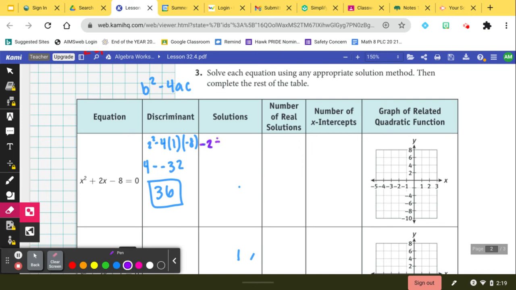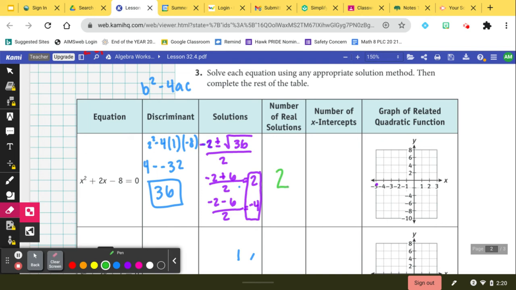Negative 2 plus or minus the square root of our discriminant, which is 36, all over 2 times a, which is 2. So we get negative 2 plus the square root of 36, which is 6, divided by 2, which would then be 2. And then we have negative 2 minus 6 over 2, so that would be negative 4. So our solutions are 2 and negative 4. So we have two real solutions, meaning we have two x-intercepts that occur at 2 and negative 4.